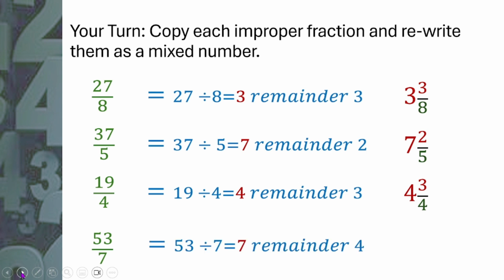And our final one, 53 divided by 7 will give me 7, remainder 4. 7 is our whole number, 4 is our numerator, the top of our fraction. And of course, we have 7 at the bottom.